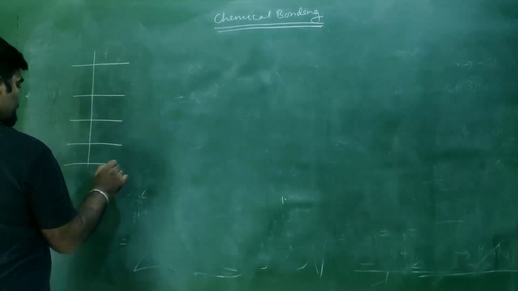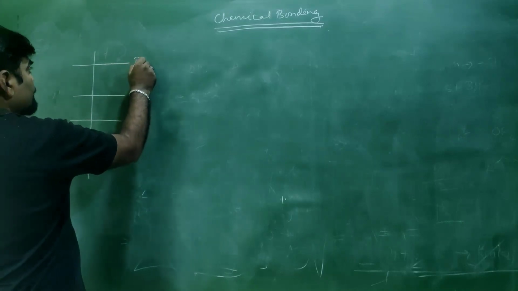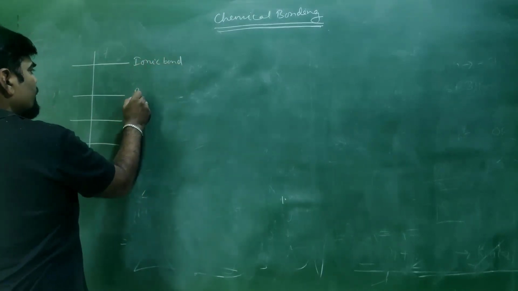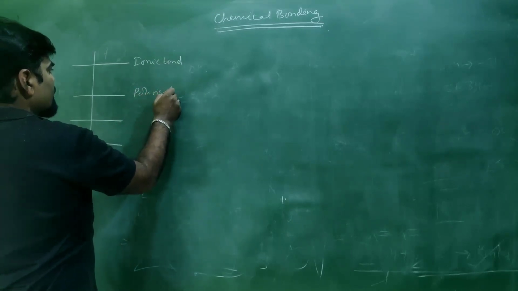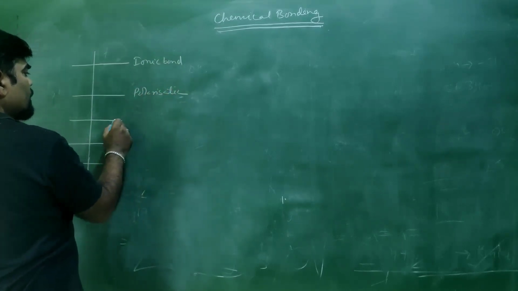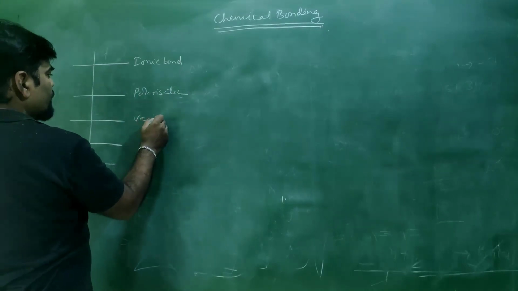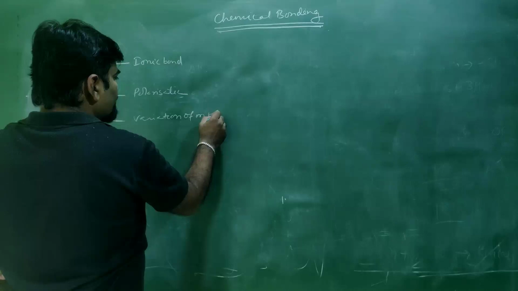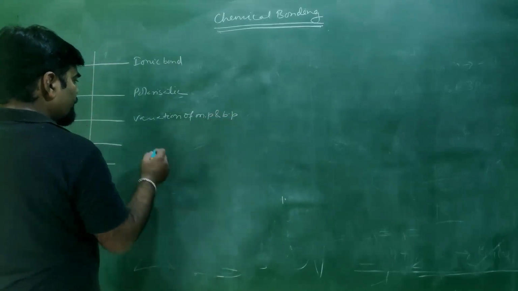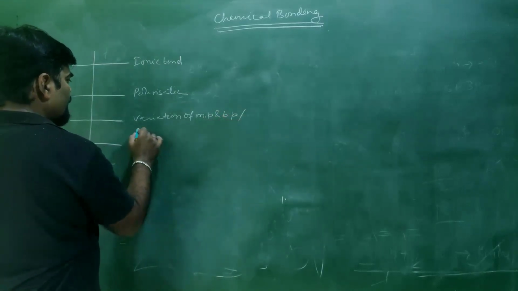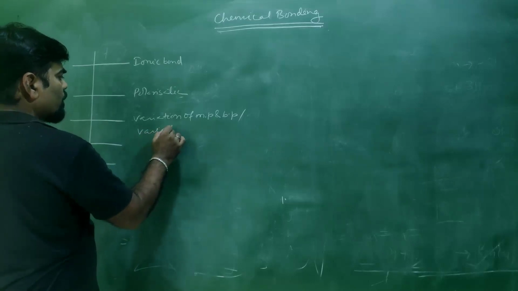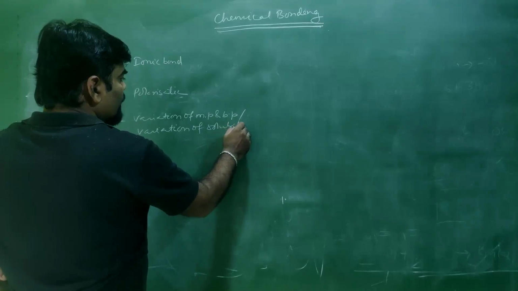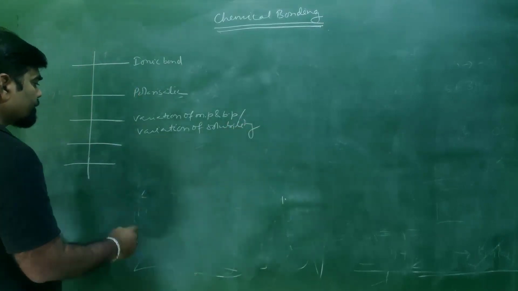We will discuss about ionic bond, then polarization, then variation of melting and boiling point, and variation of solubility.